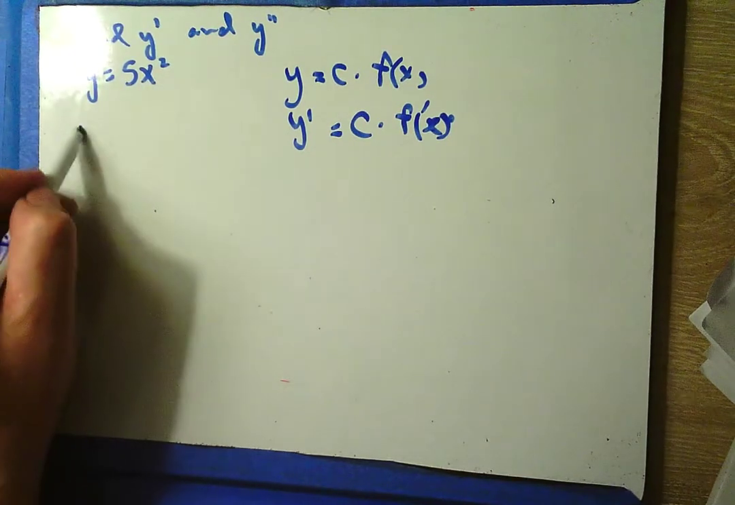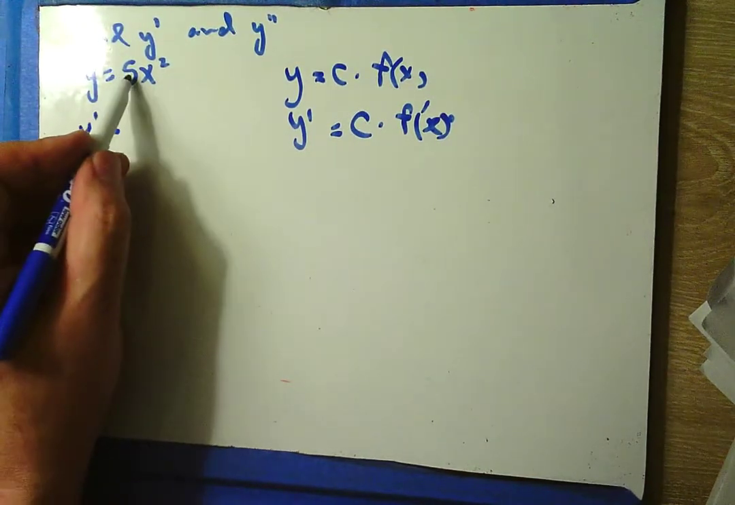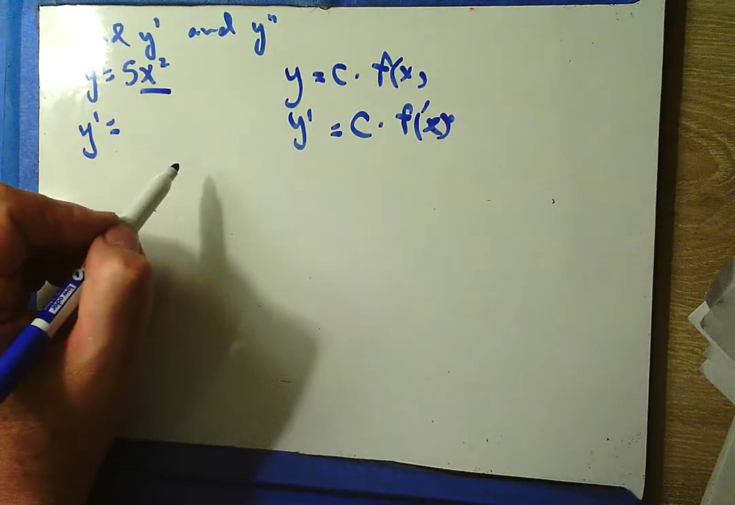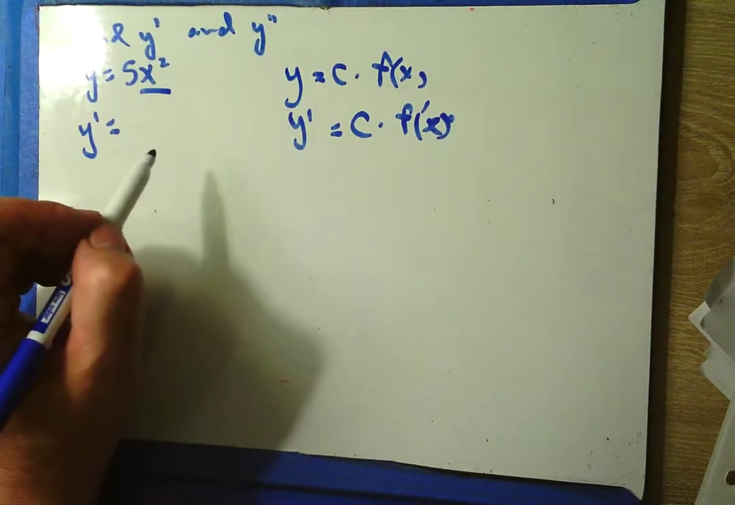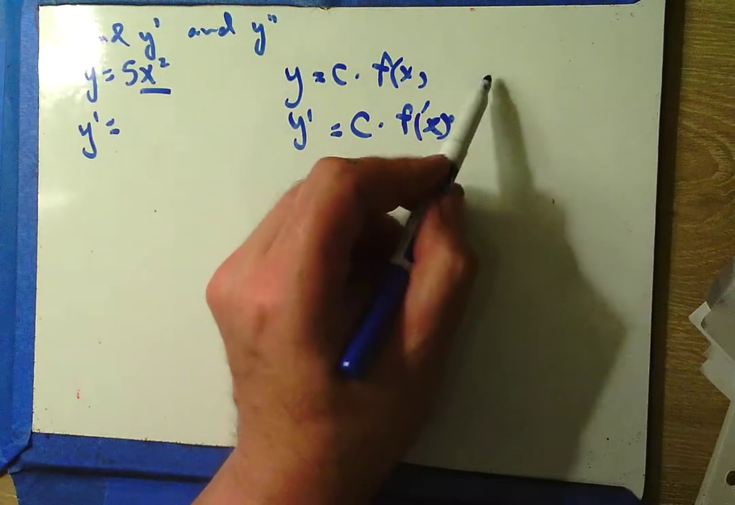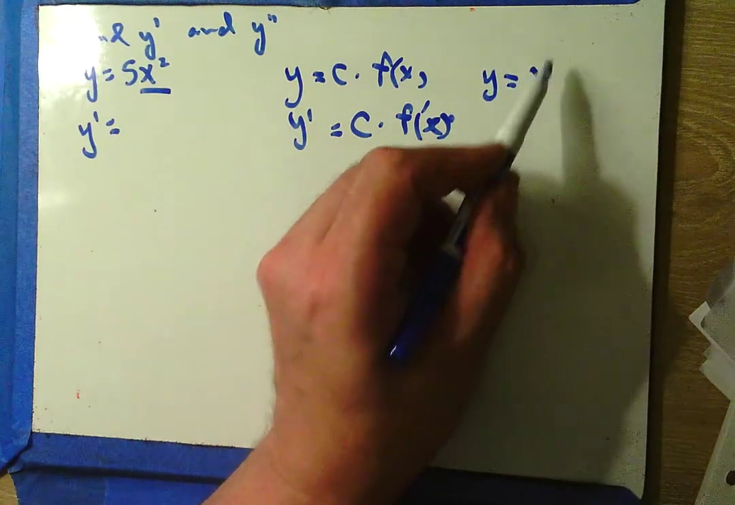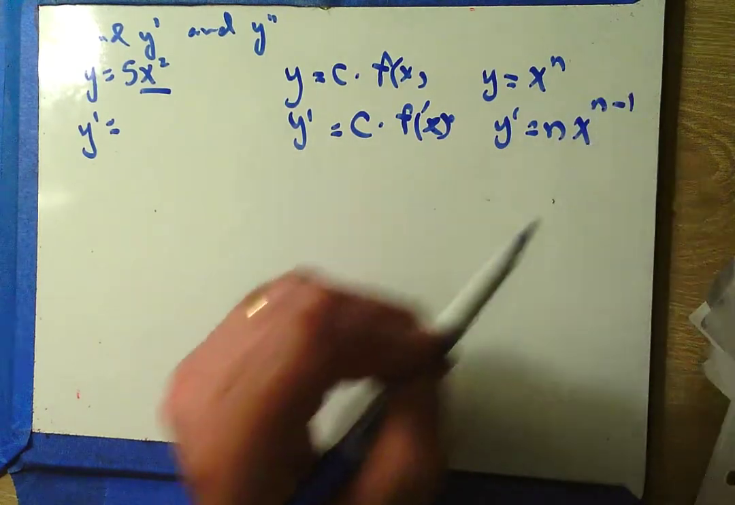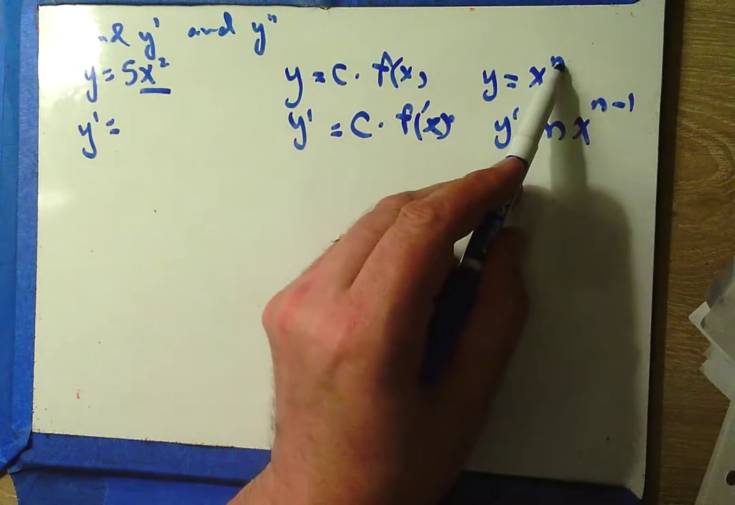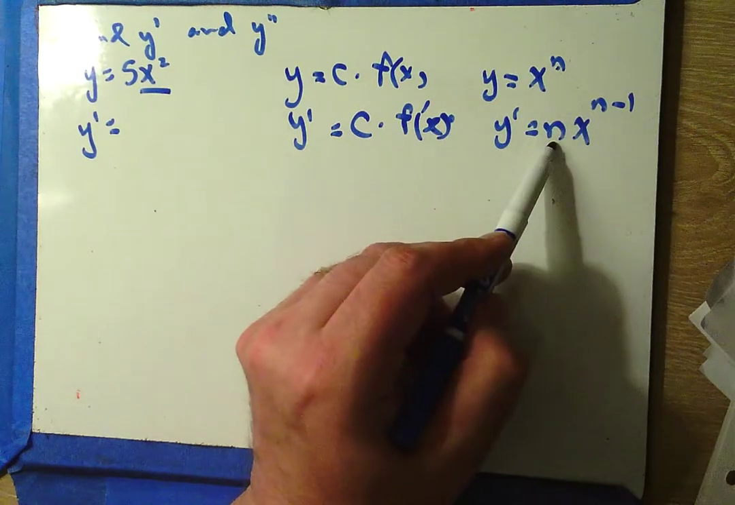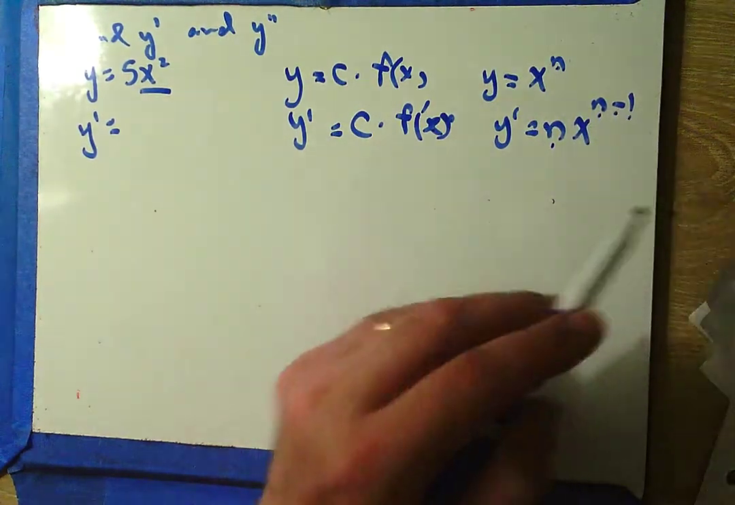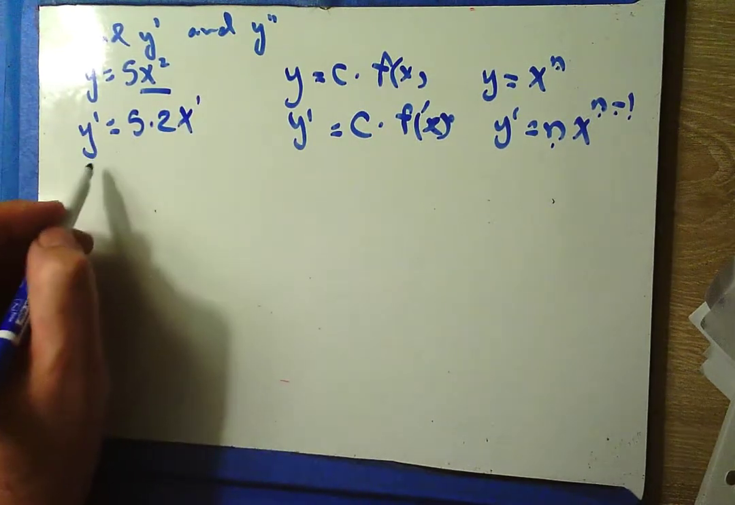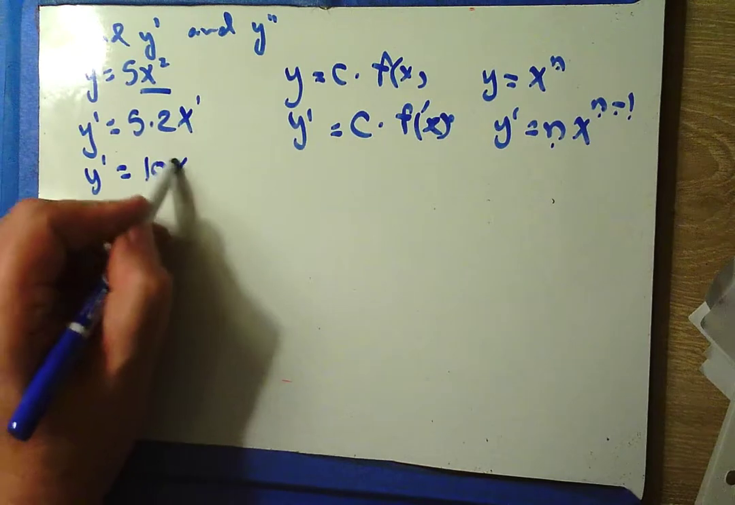So our constant here is 5. Our function is x squared. Y prime is going to be that constant times the derivative of x squared. The derivative of x squared, I'm going to use the power rule for, the polynomial power rule, which is when y equals x to the n, y prime equals n x to the n minus 1. So we have x squared. We're going to bring that 2 down in front, and we're going to have 2 minus 1 up here. So we're going to have 5 times 2x to the first, or y prime equals 10x.